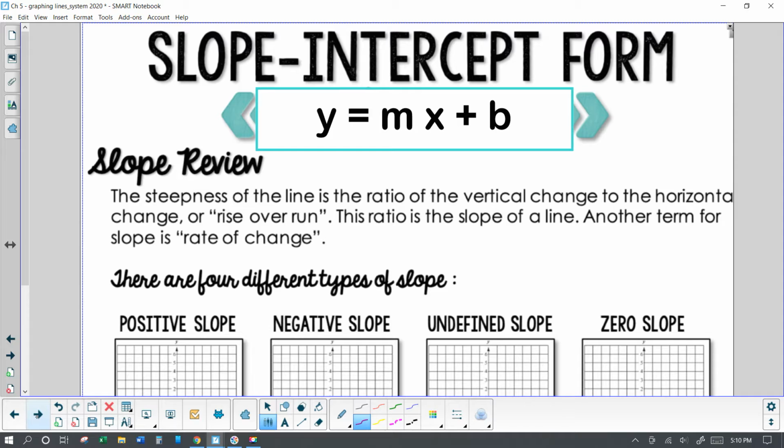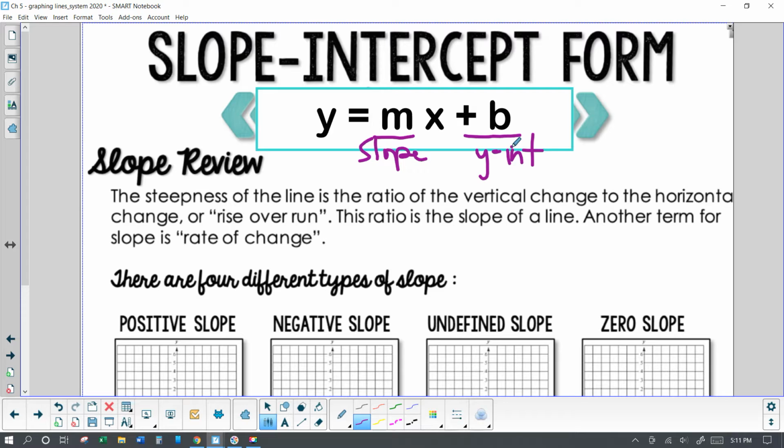Let's do a little bit more review before we jump into today's goal. Today's goal is to be able to take this equation, y equals mx plus b, where this is my slope, and this is my y-intercept. I'm going to give you an equation, and I want you to go ahead and graph the line. So that's where we're going for today's lesson.